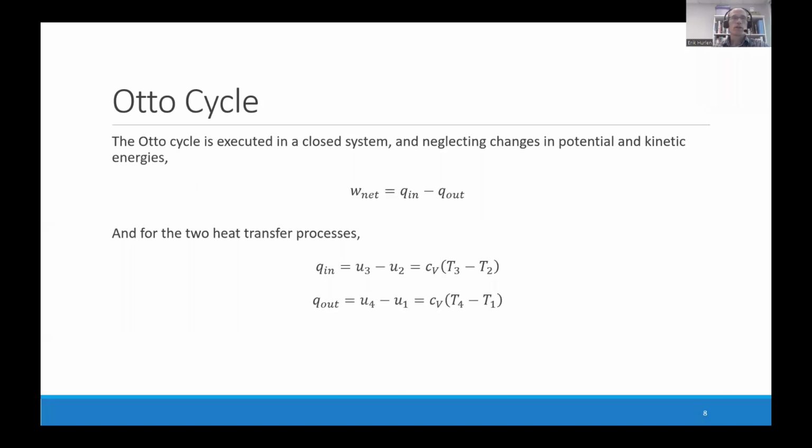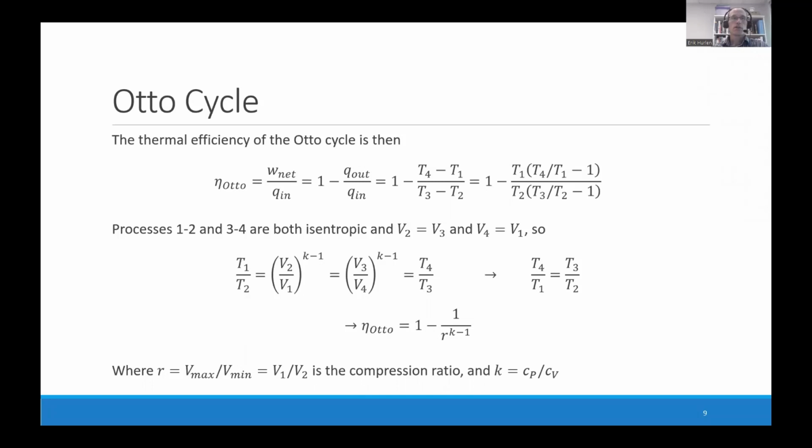The Otto cycle is approximated as a closed system, and so the net work is equal to the heat in minus the heat out. And since the two heat transfer processes occur at a constant volume, we have Q in equals U3 minus U2 equals CV times (T3 minus T2), and Q out equals U4 minus U1 equals CV times (T4 minus T1). The thermal efficiency of the Otto cycle can then begin with the usual η_Otto equals net work over Q in, or 1 minus Q out over Q in, or 1 minus (T4 minus T1) over (T3 minus T2).